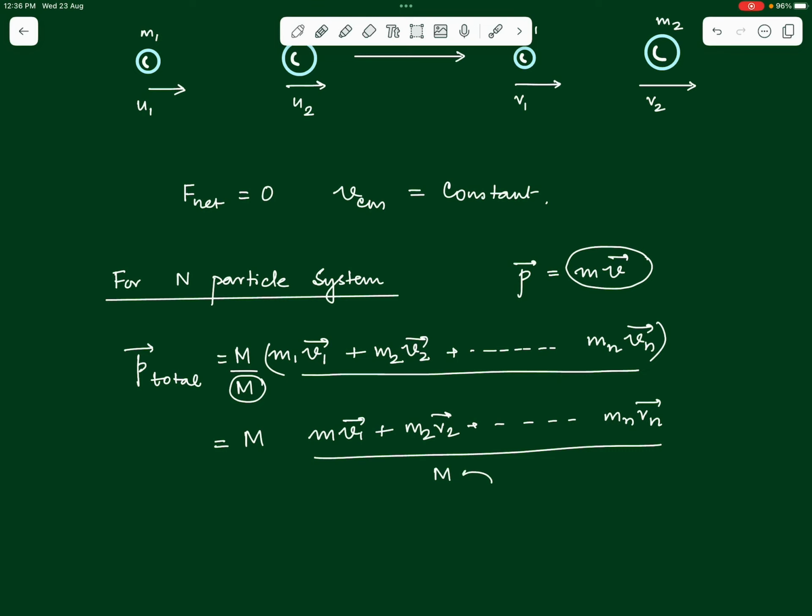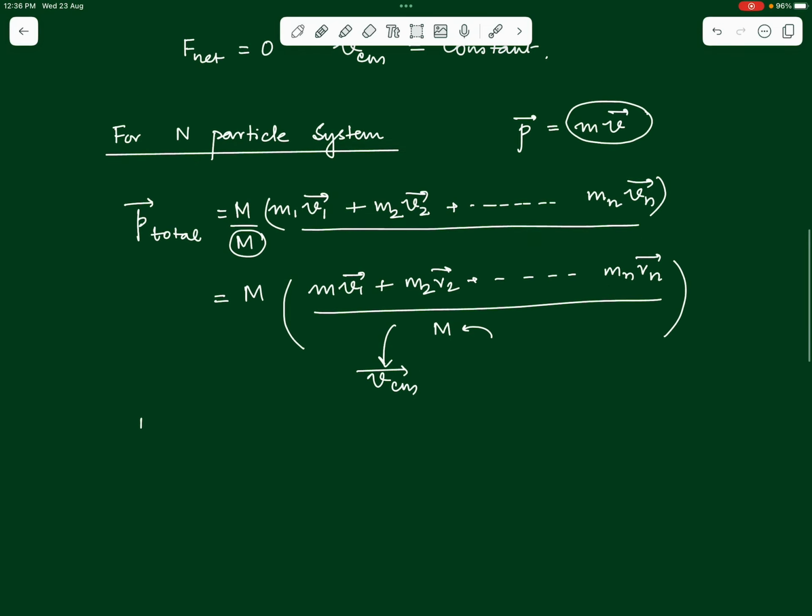Capital M is nothing but m1 plus m2 plus m3 and so on. Do you see this relationship? This relation that we have obtained is nothing but the expression for the velocity of center of mass of a body or a system of n particles, right? So can we say that we can write the total momentum of a system as the total mass of the system times the velocity of center of mass of the system, a very important relation.